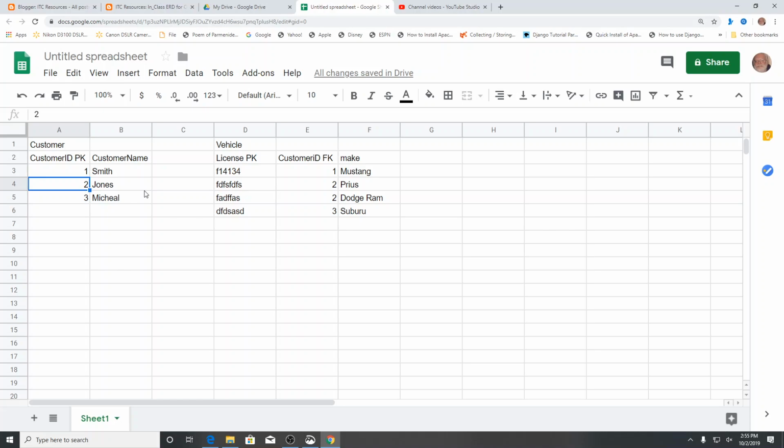And in number 3, Michael, he has the Subaru. So 3 to 3. The number in the foreign key refers to this number and is how you relate the 2 pieces of information. Does that make sense?